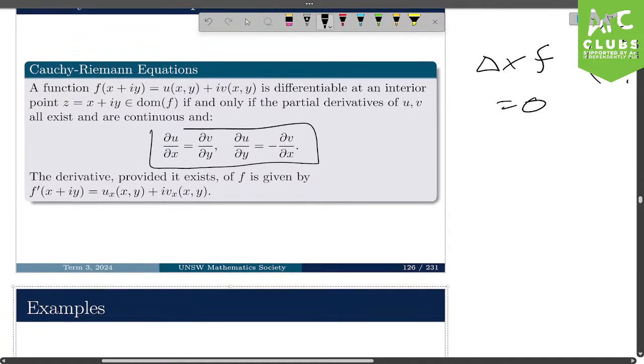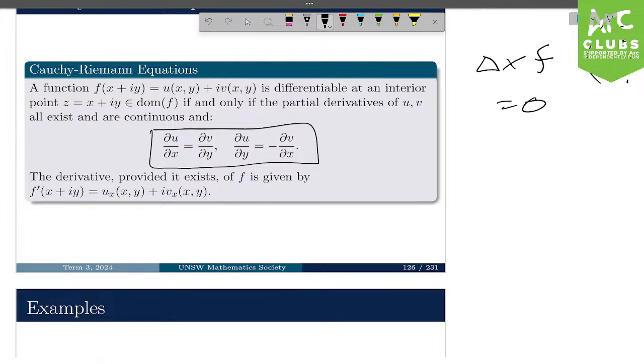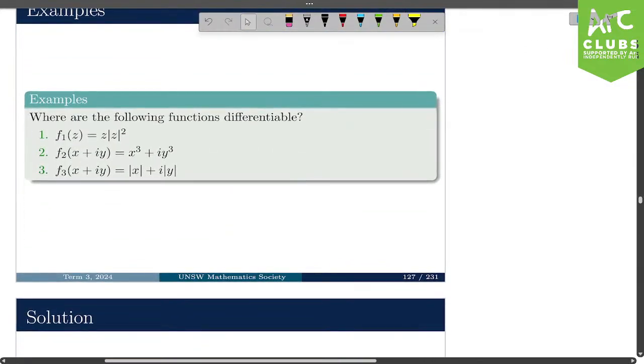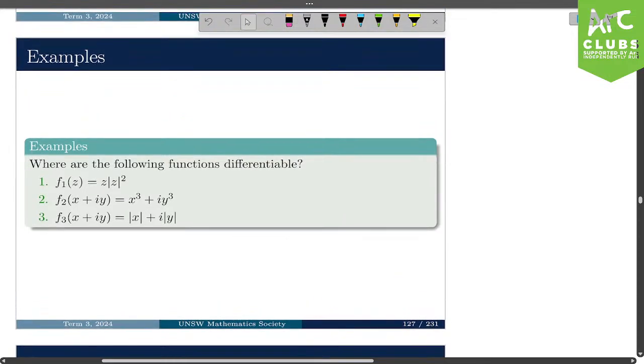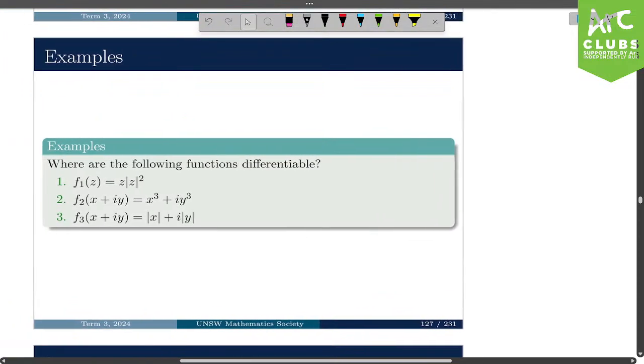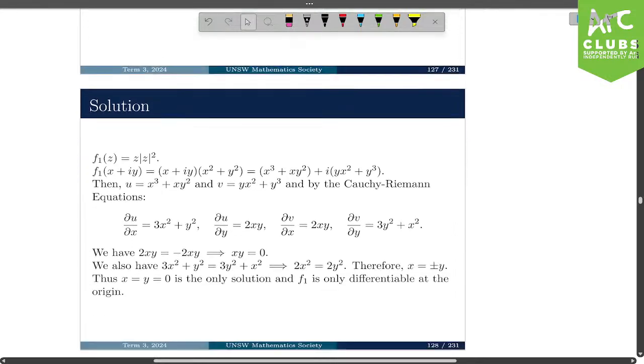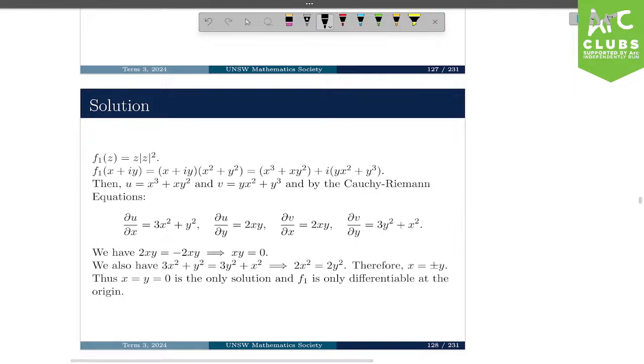These will be our best friends, and they are the two primary conditions for a complex function to be differentiable. And it actually tells us where they're going to be differentiable. So we have a couple of examples pertaining to that. So f1 of z is z times the magnitude of z squared. We go ahead and define it in terms of x and y, and we get a real part and an imaginary part, u and v.